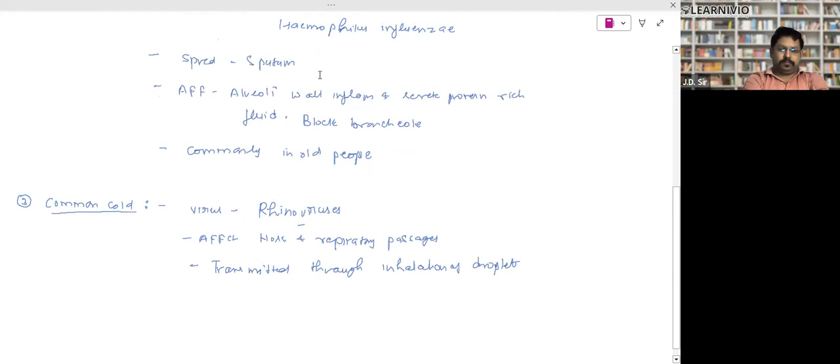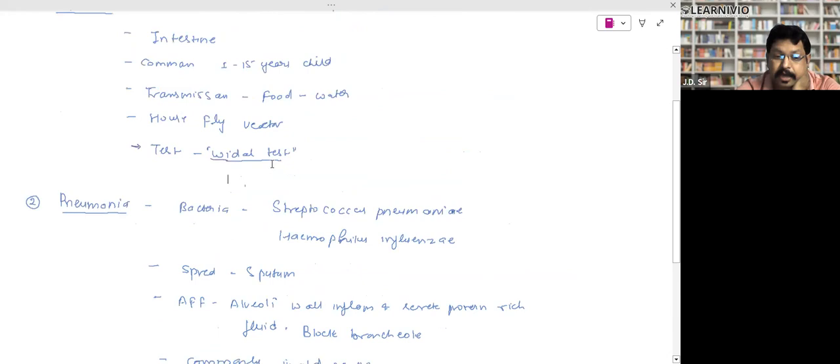Yes. We will be asked about the causative agents. Then the question will be about the causative agents. Exactly. They can ask you the vector. They can ask you the causative organism. And just like I have told you, they have already asked the Vidal test. They can ask you the test. So both kinds of questions.